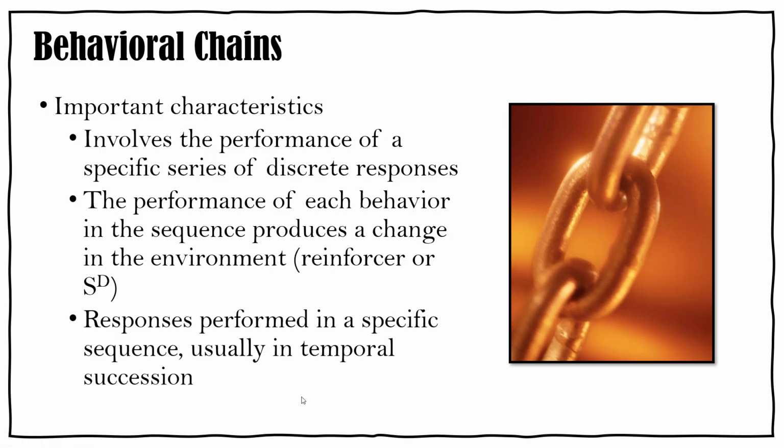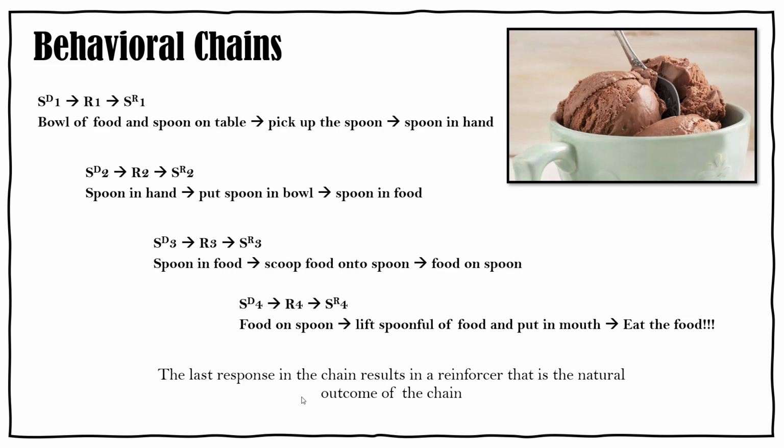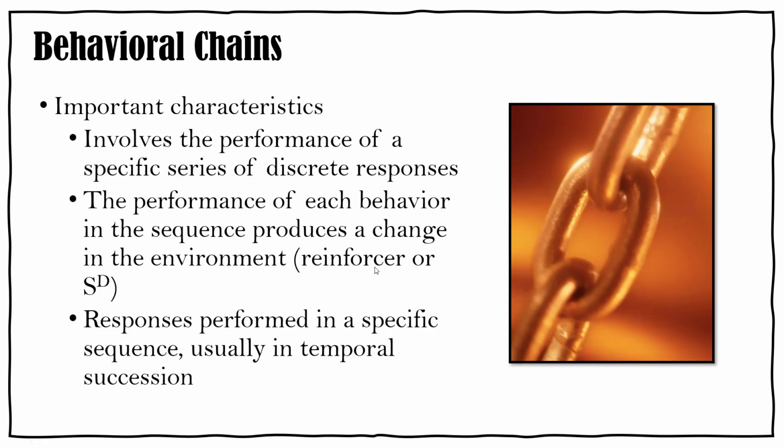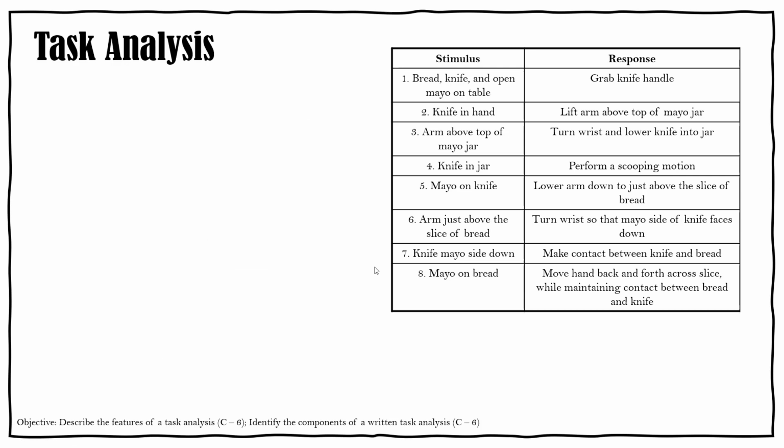So if you look back at our behavioral chain with eating ice cream, all these behaviors need to be done in the correct sequence. You can't lift the spoon and put it in your mouth without putting the spoon in the bowl or without scooping the food onto the spoon. So the responses are performed in a specific sequence.